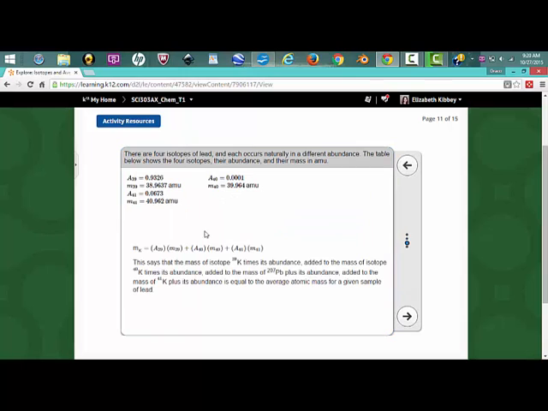There are 4 isotopes, so with that in mind, mass potassium equals abundance 39 times mass 39 plus abundance 40 times mass 40 plus abundance 41 times mass 41. This says that the mass of isotope 39 potassium times its abundance added to the mass of isotope 40K times its abundance added to the mass of 41K times its abundance is equal to the average atomic mass for a given sample of potassium.